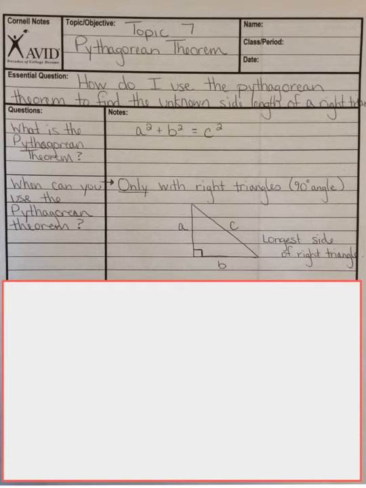We're going to memorize it here, but the Pythagorean theorem is our a squared plus b squared equals c squared. Now, I don't expect you to understand everything about it yet. I'm going to walk through it with you. Our next question is, when can you use the Pythagorean theorem?